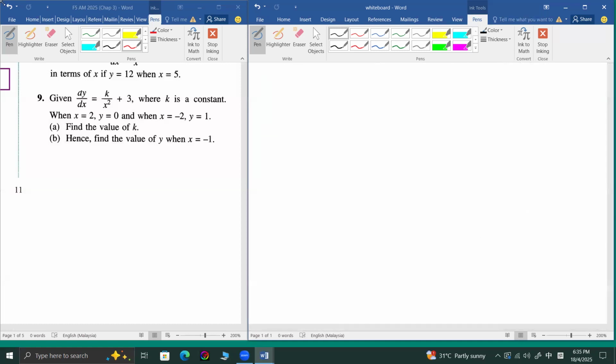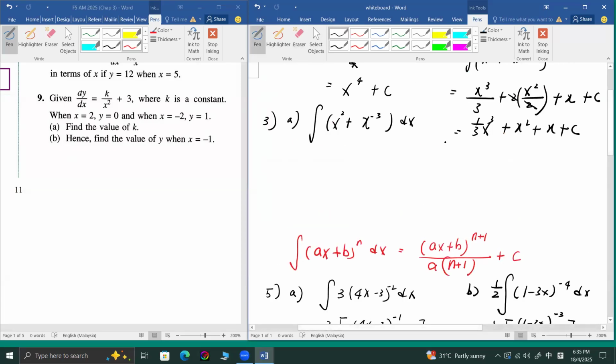Given dy/dx with the unknown of k, you are asked to find the value of k. Okay, how to get the value of k? So we have a look at question 9. Same as usual, I do the integration. Before I find it, I do the integration first.